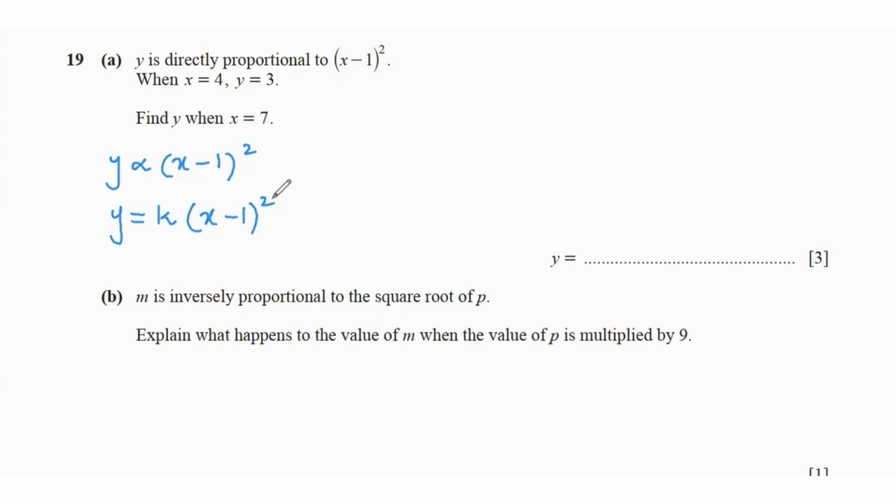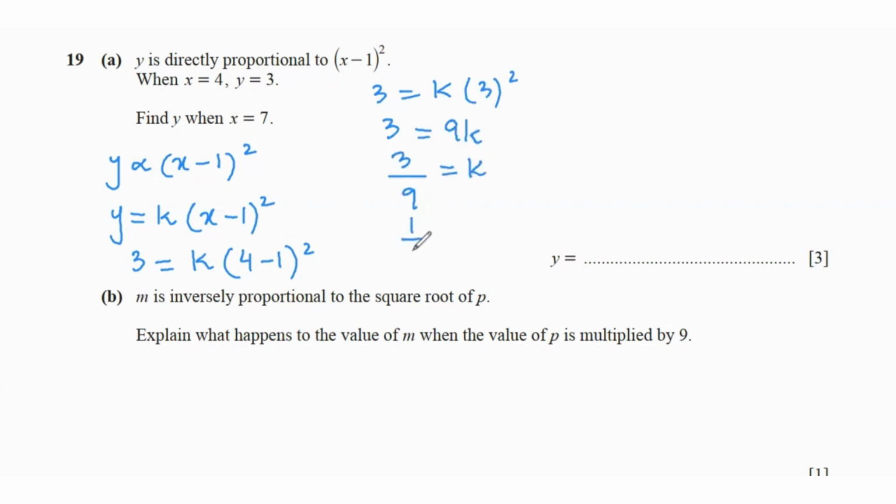K is your constant of proportionality, which you add to further solve the equation. So once you've created the equation, next step is to find the value of k. To find the value of k, I'm going to use x equals 4 and y equals 3. So 3 equals k times (4 minus 1) whole squared. 3 equals k times 3 squared. So 3 equals 9k, and 3 divided by 9, so k is 1 over 3. That means your equation is y equals 1 over 3 times (x minus 1) whole squared.